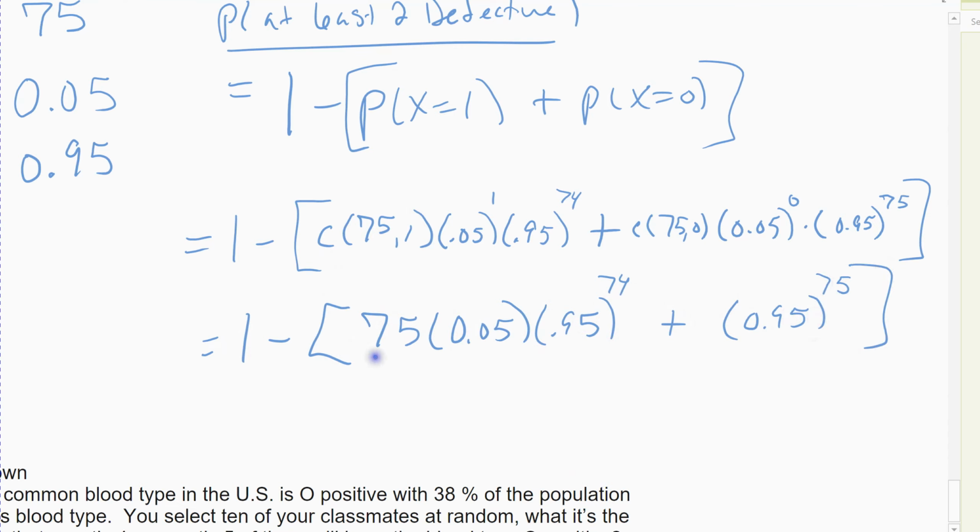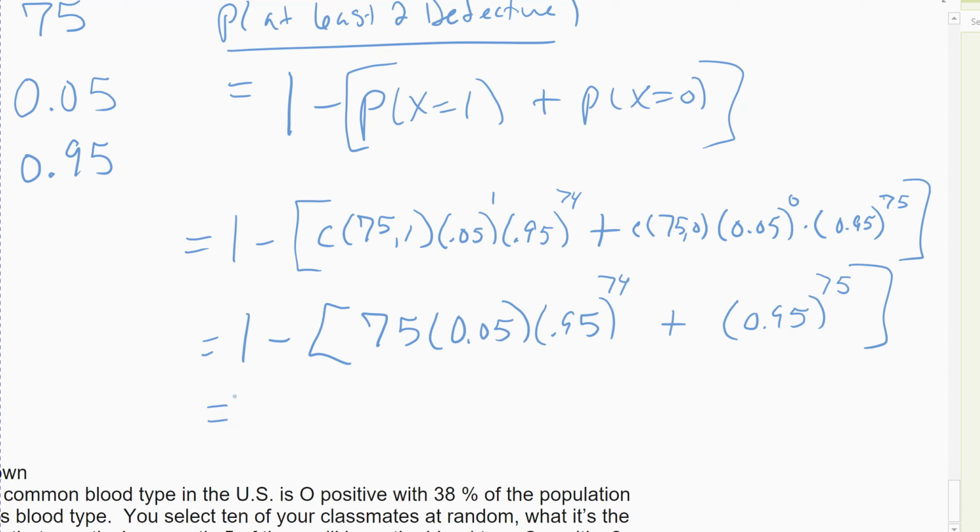Alright, so 75 ways to get 1 bad one out of 75. Probability of getting the 1 bad one is that. If I get 1 bad one, I get 74 good ones. That's the odds I get that. And then the last case is just all 75 are good, so the odds of that happening is the probability that it's good, 0.95, to the 75th. And then type it all out.